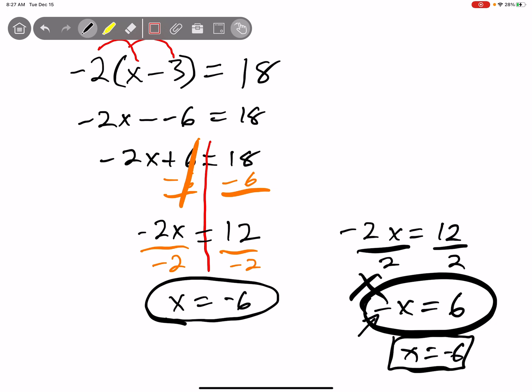I will not accept this as an answer. If you stop here, then you are going to have points taken off. Okay? Please make sure that you solve all the way to x, because that's what we're looking for, the value of x, not the opposite of x.